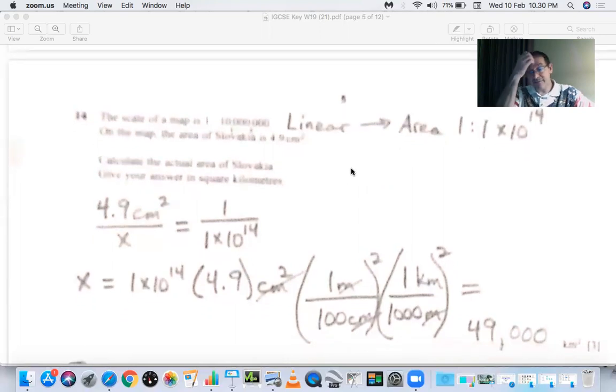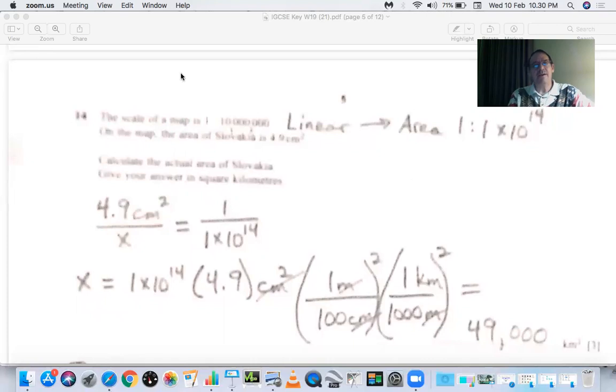Remember, with these kinds of problems, there are pretty much three different things you're going to have to keep track of. One is the scale itself. Two is the dimension that you change into. In other words, in here, it's linear to area. And the third thing is your units.